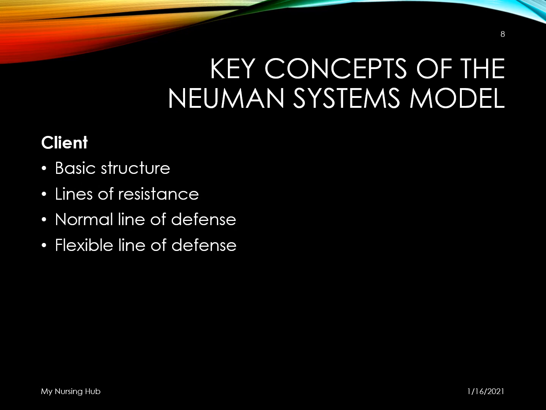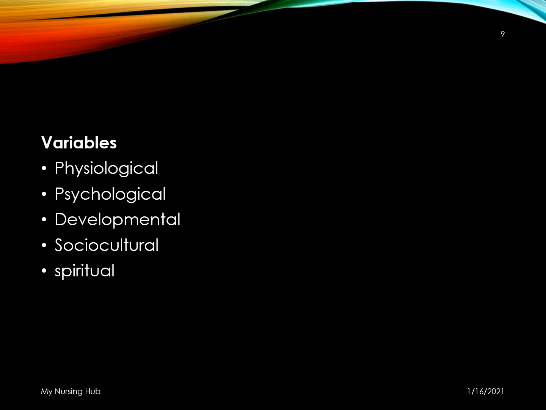Now let's have a look into the key concepts of Neuman's system model. The first concept in her system model is a client. A client has a basic structure, line of resistance, normal line of defense, and flexible line of defense. I'll explain all this one by one in the later slides. Then the second concept in her model is variables. There are physiological variables, psychological variables, developmental variables, sociocultural and spiritual variables.